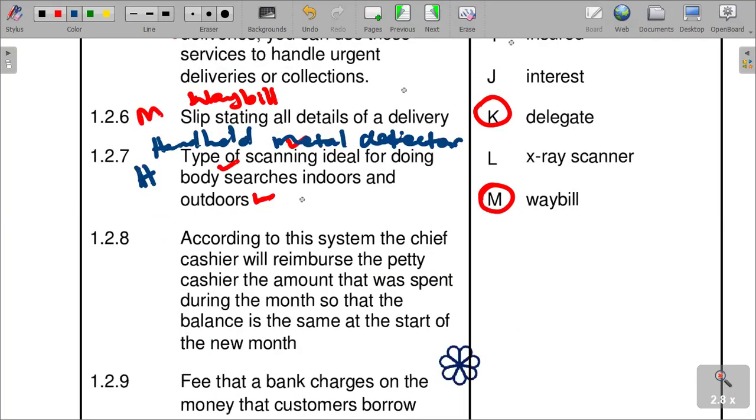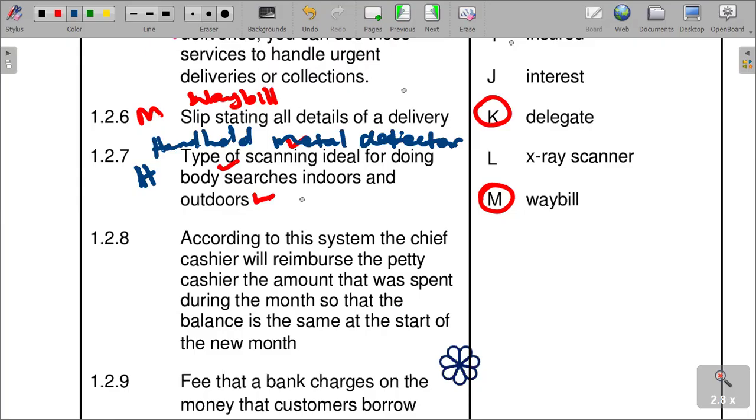Number 8. According to this system, the chief cashier will reimburse the petty cashier the amount that was spent during the month, so that the balance is the same at the start of the new month.